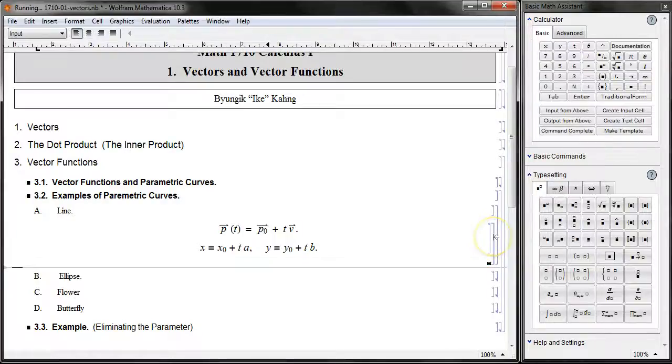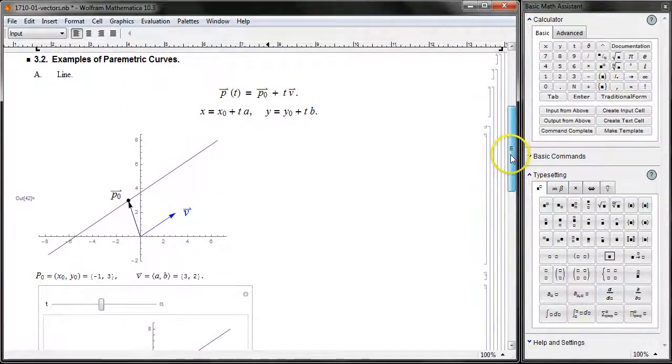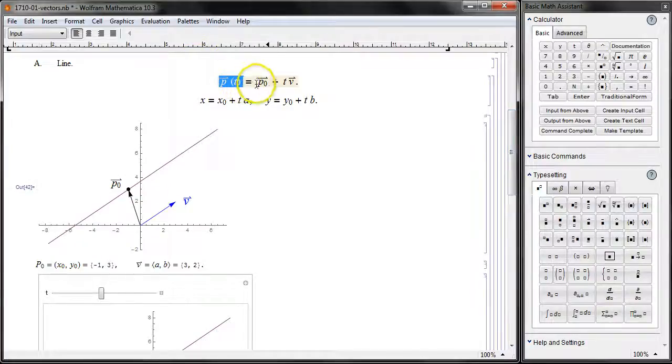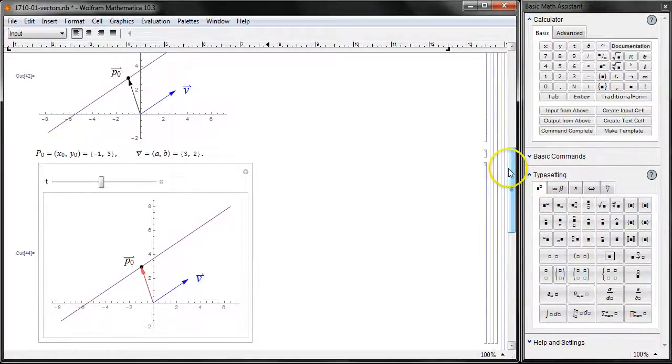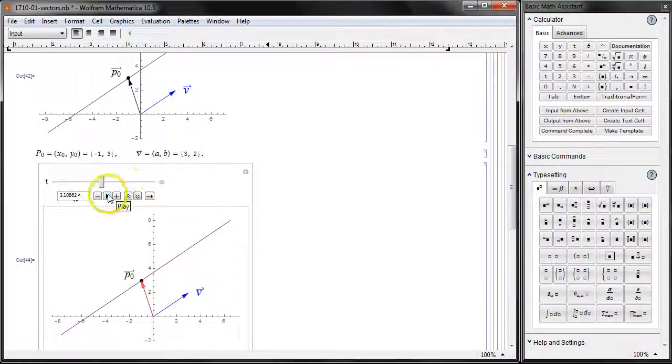The simplest example is here, a line. Vector p of t is p0, which is the starting point, the black point right over here, that's constant, plus t times v, where t is a variable and v is a vector a comma b. If I express those as a pair of functions, you get x equals x0 plus t times a, and y equals y0 plus t times b. We have a pair of linear functions, and not coincidentally we have a line. Linear functions give a line. What a surprise.